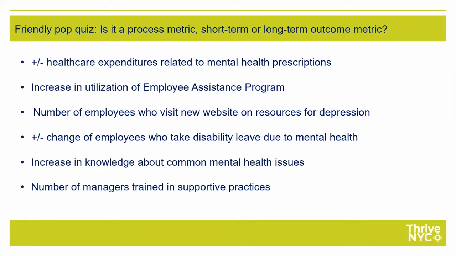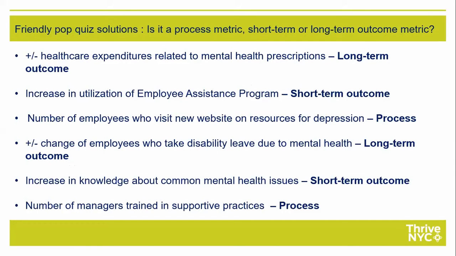All right, let's try to review what we've learned. Identify, is it a process metric, short-term, or long-term outcome metric? An increase or decrease in healthcare expenditures related to mental health prescriptions. Is this a process metric, short-term, or long-term? Increase in utilization of employee assistance program. Number of employees who visit new website on resources for depression. Increase or decrease change of employees who take disability leave due to mental health. Increase in knowledge about common mental health issues. Number of managers trained in supportive practices.